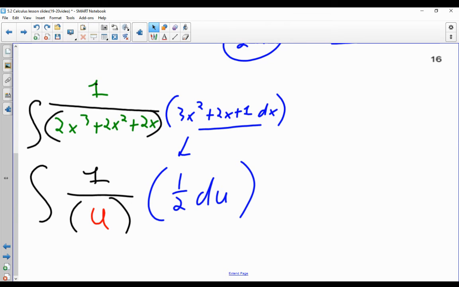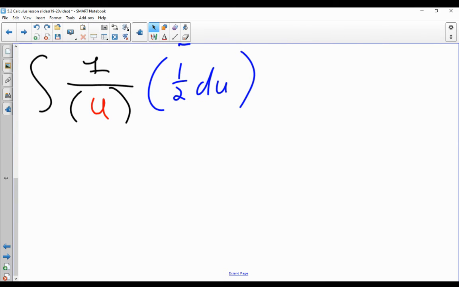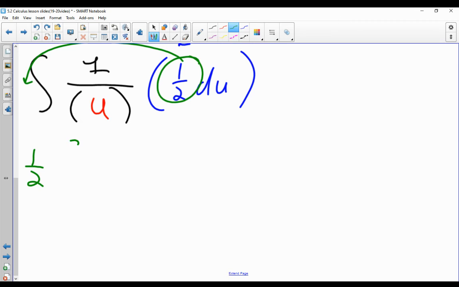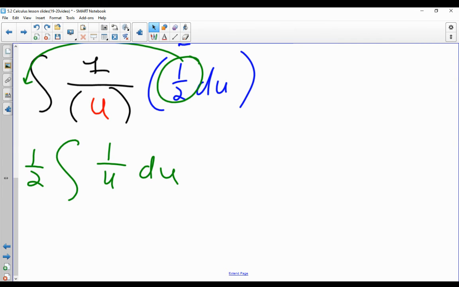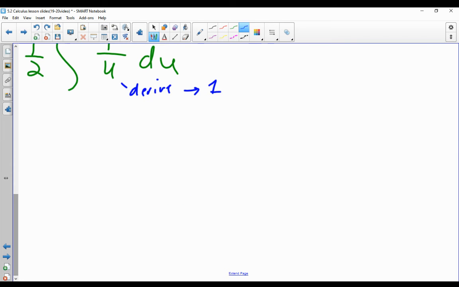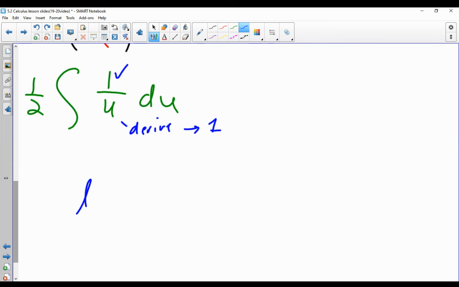Oh my gosh, Miss Schulin, it looks so much more pretty right now. I can finally have an easy problem to work with. We can go ahead and move that 1/2 to the front. So we get 1/u du. And then the rest is easy from here. Using our natural log trick, the derivative of the bottom, u, is 1. That matches the top. So we can write down our answer: 1/2 natural log of u plus c.